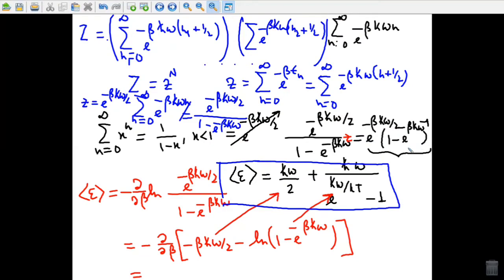Now, to calculate the average energy of an oscillator, the result is epsilon average equals h cut omega divided by 2 plus h cut omega divided by e to the power h cut omega upon kT minus 1. So one can prove this also. I am discussing that. So how do I prove that?